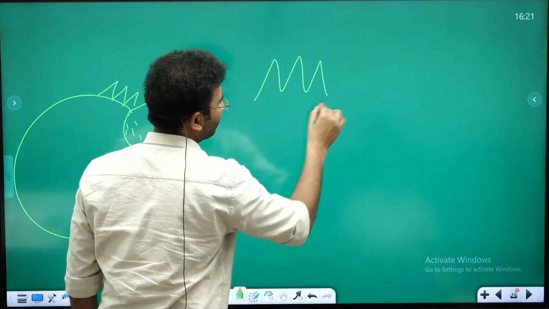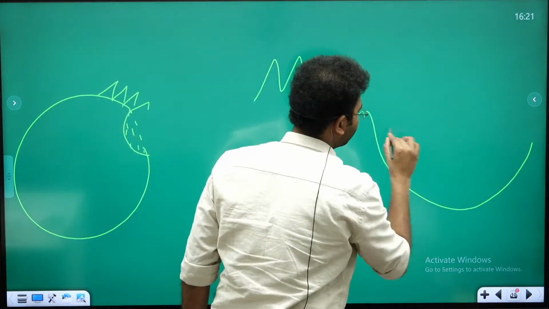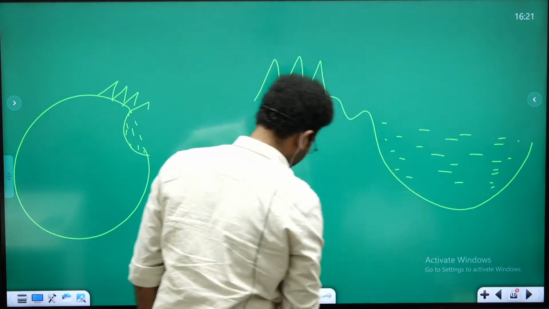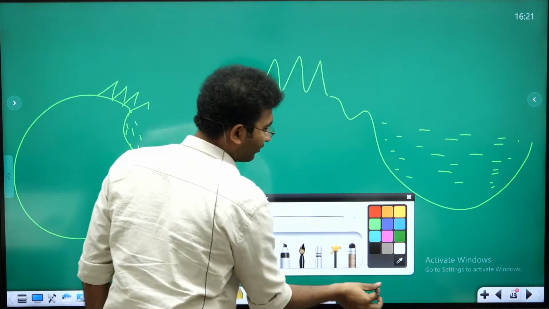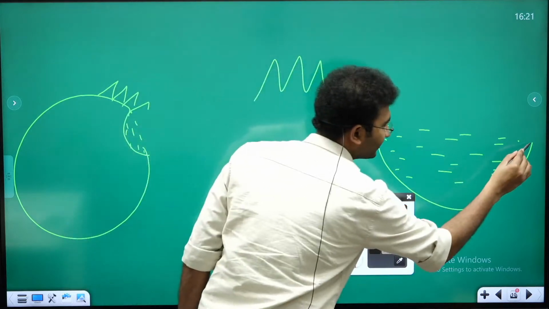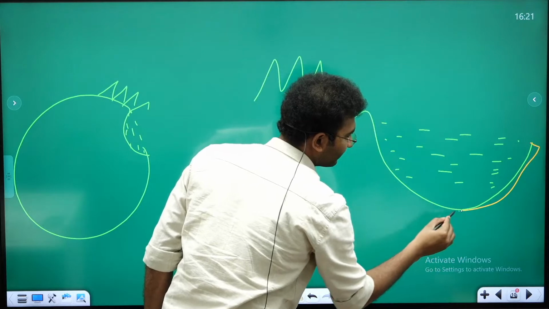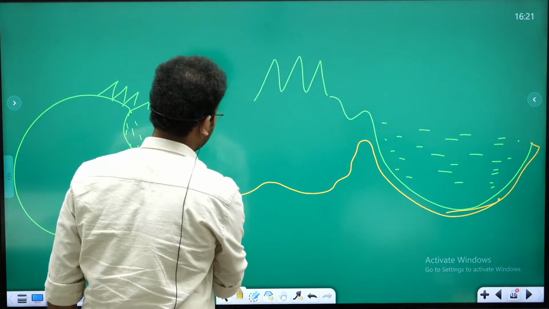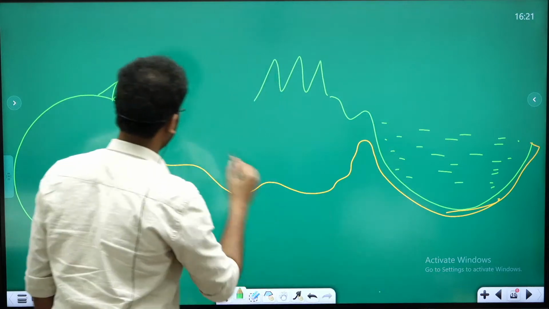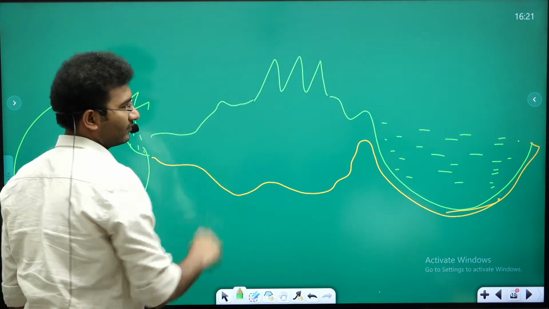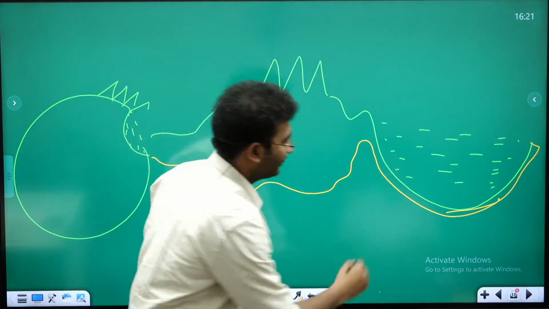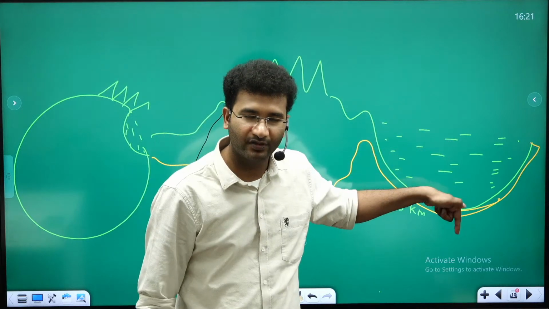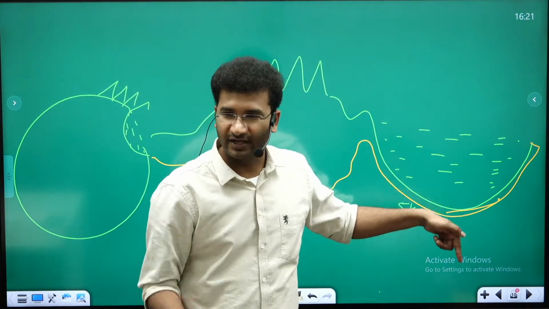Suppose these are your mountains, crust, and then this is your ocean. See, I'm talking about the thickness. The thickness of the oceanic crust is hardly 5 kilometers. You go into the ocean and drill deep, you'll find the magma in just a matter of 5 kilometers.